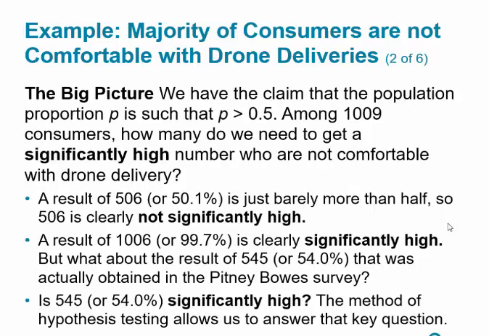The big picture. We have the claim that a population proportion P is such that P is greater than 0.5. Now, among the 1,009 consumers, how many do we need to get a significantly high number who are not comfortable with drone delivery? So a result of 506, or 50.1%, is just barely more than half. So 506 is clearly not significantly high. Now a result of 1,006, or 99.7%, is clearly significantly high.